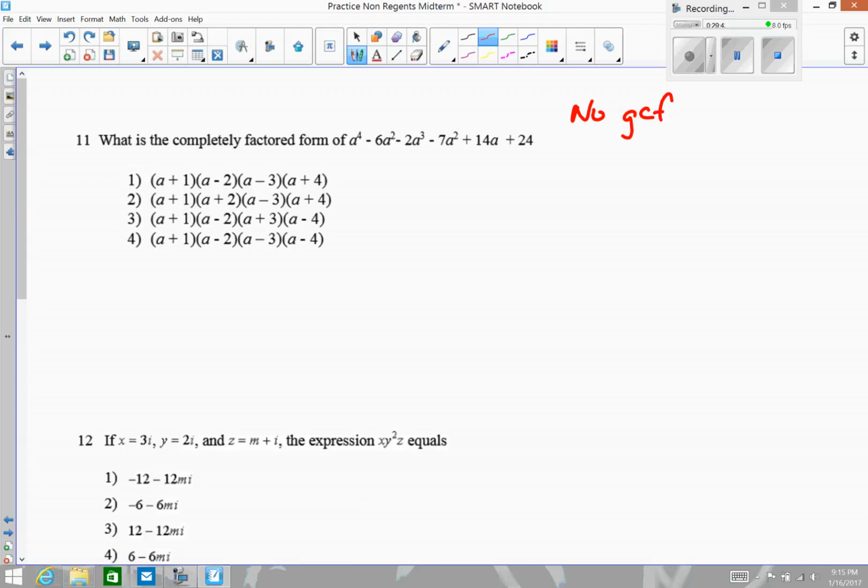And when I count the terms, there's 1, 2, 3, 4, 5, 6 terms. I don't have a process for factoring 6 terms. However, we could try and see if we could factor by grouping. So I'm just going to go through the process, divide this into groups of 2, and see if I can factor this trinomial. First 3 terms here, there is a GCF. That would be a squared.